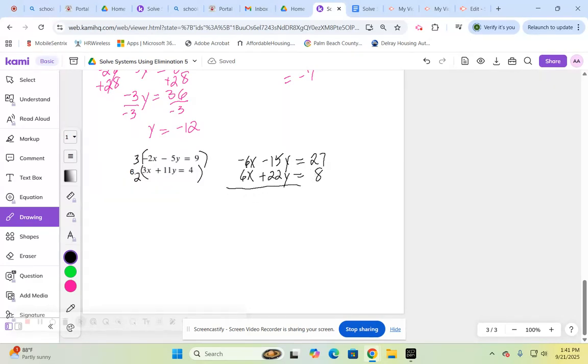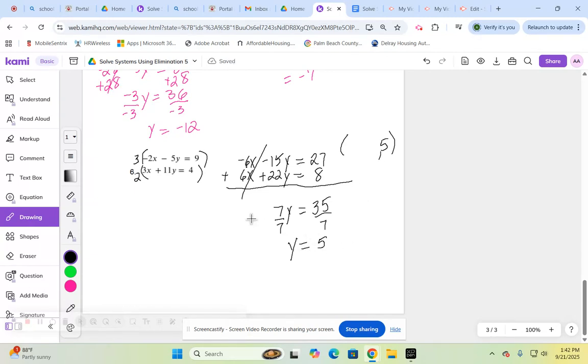Let's add them together. My x term will cancel, and I'm going to have 7y here on this side equals 35. Divide both sides by 7. That means y equals 5. So y is 5. We just need to find x.